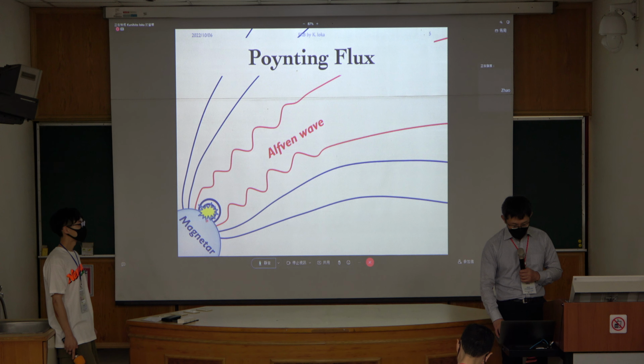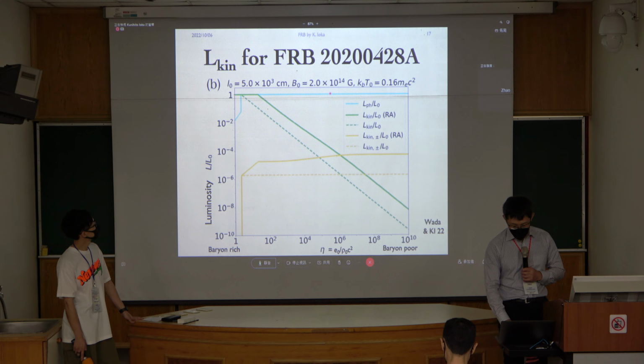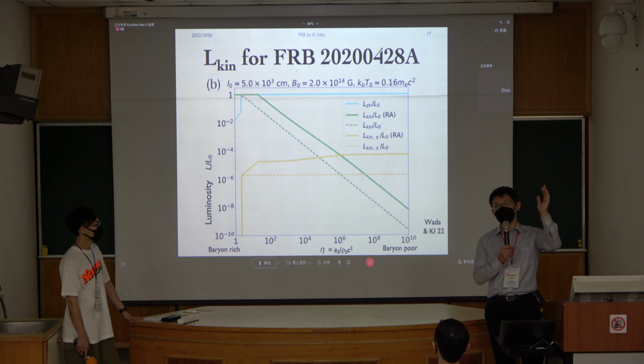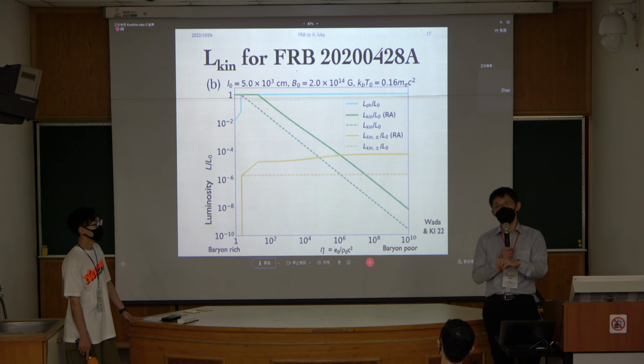Oh, so the efficiency for the X-ray photons, the thermal energy going into X-ray photons, is almost 100%. If there are too many baryons, then the efficiency becomes low. But in almost all cases, most of the energy escapes as X-ray photons, and only a small fraction of energy goes into the matter.